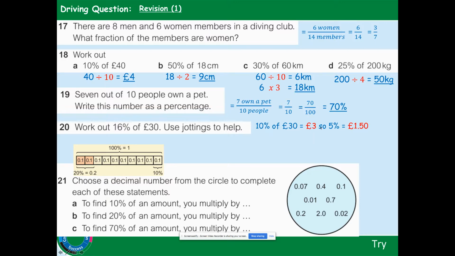So I've got 10%, add 5%, so I've got 15%. I need 16, so I need 1 more percent. So if I divide my 10% by 10 again, I'll find 1%. So £3, where's my mouse gone? Here he is. Divide by 10. So remember, it moves over one place. So it's going to go the other side of the decimal, and it becomes 30 pence. So now I've got 10, 15, 16%. So it's £3, add £1.50, add 30 pence, equals £4.80.